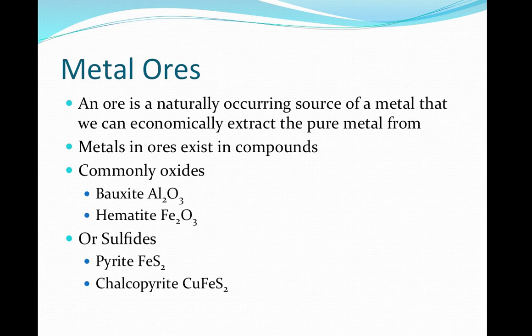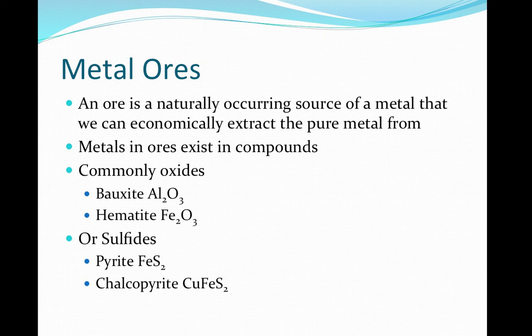Now we can use these reactions to start thinking about how to extract them from their ores. So a metal ore is the naturally occurring source of a metal. They don't normally exist as pure substances. Some of them do. Your really unreactive metals, the precious metals. So you can find gold nuggets, for instance. Not easily, but they can be found.